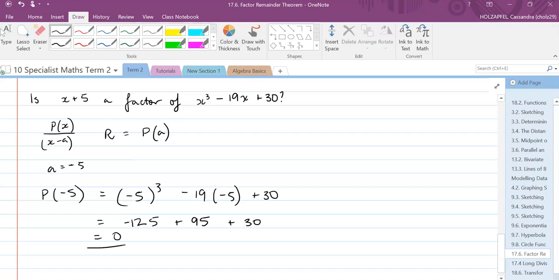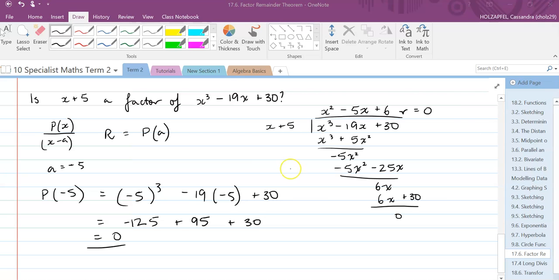So what I'm going to do off screen is the long division, and I will write the fully factorized form for you. So I've gone ahead and done the long division. If you need to refresh this, please do go back to that other video because this video is really just focusing on the factor remainder theorem. Now, if I was to factorize this, my polynomial is equal to x plus 5, and we knew it had a remainder of 0. So when I divide my polynomial by x plus 5, I get x squared minus 5x plus 6.